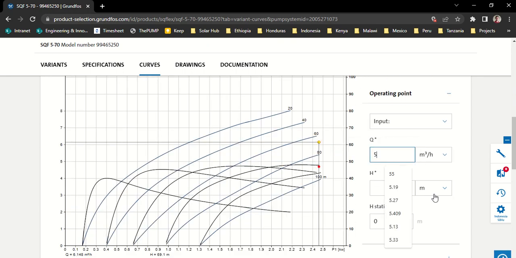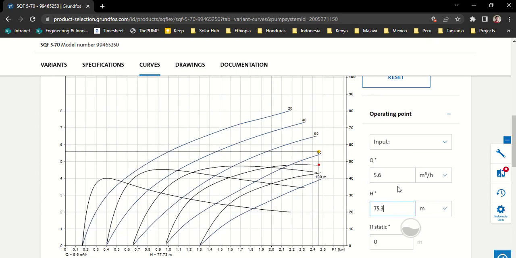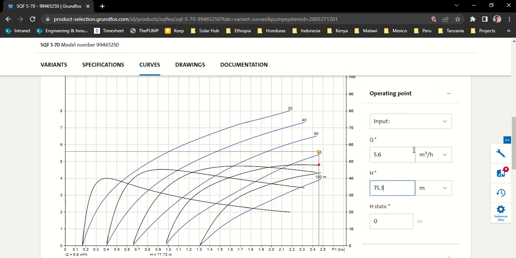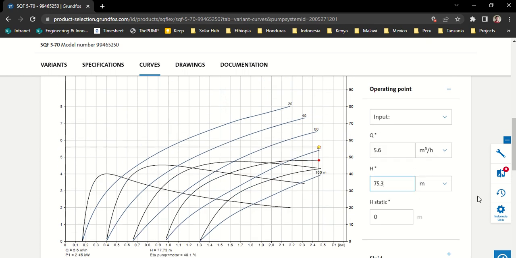Oh, it looks like I can change the input here. See if I enter. Okay, there we go. So if I've entered the input here, a flow of 5.6 cubic meters per hour and a head of 75.3 meters, we can see that it does fall on this pump curve. And we can see the P1 power requirement is 2.45 kilowatts. So this pump model is of the higher 2.5 kilowatt variety SQ Flex comes in.